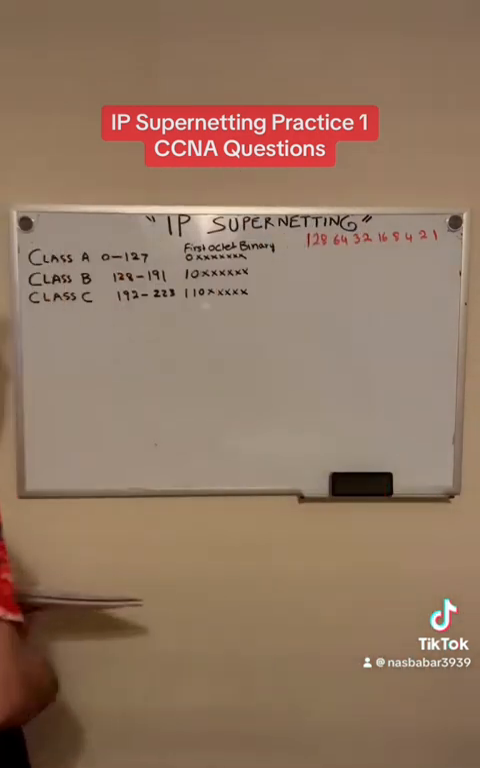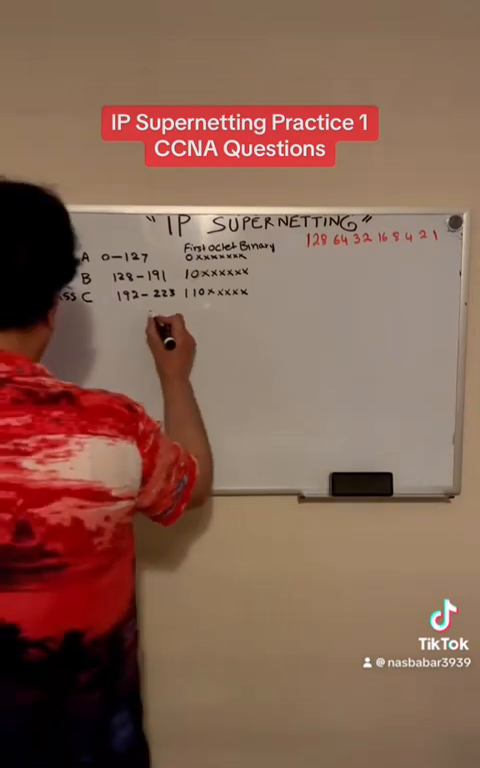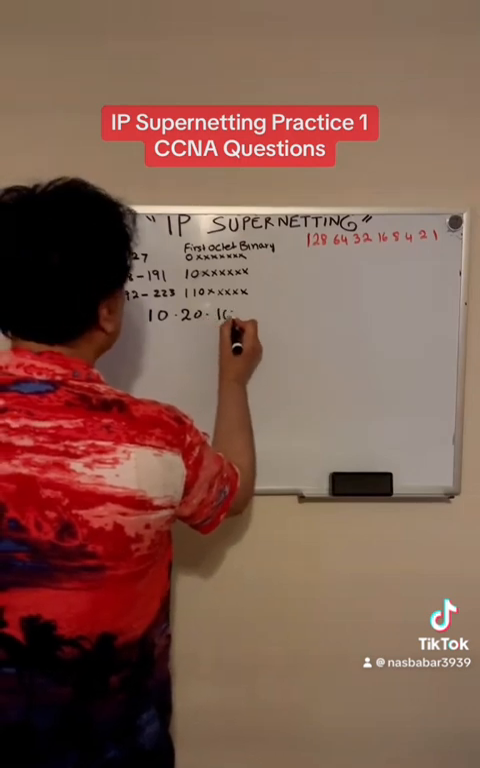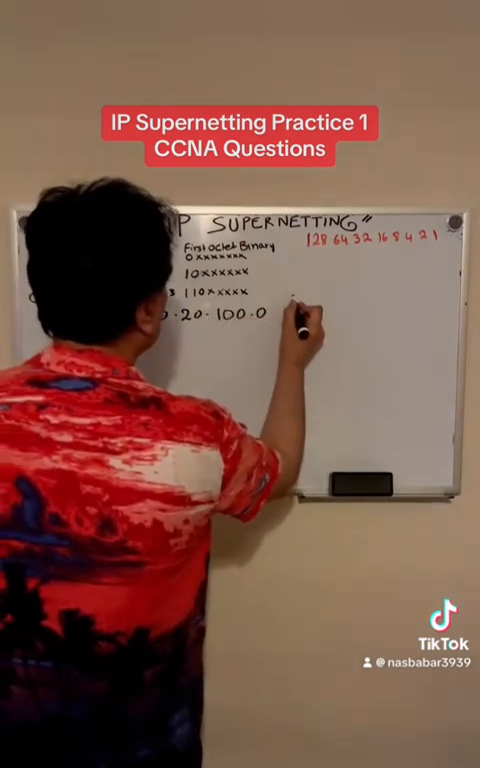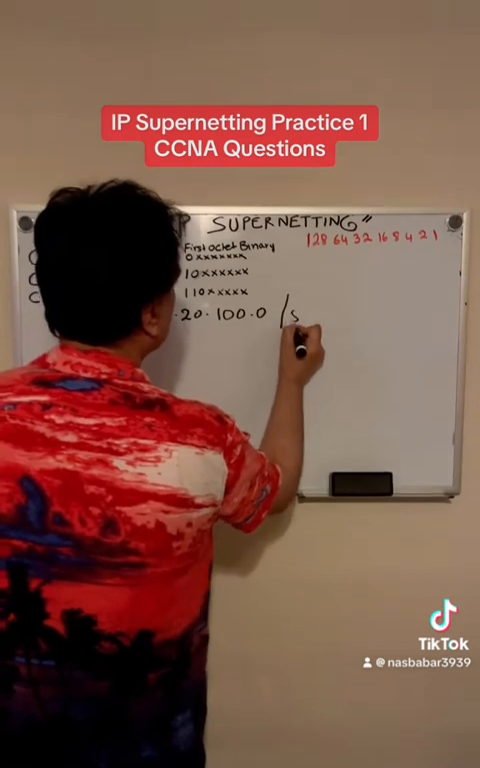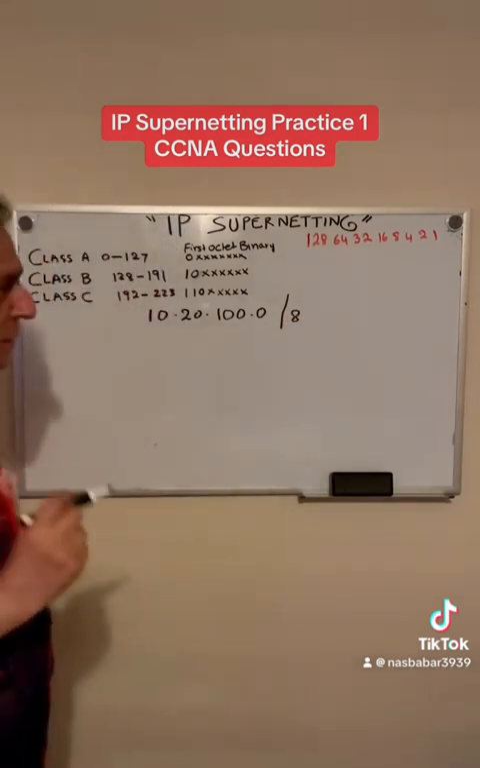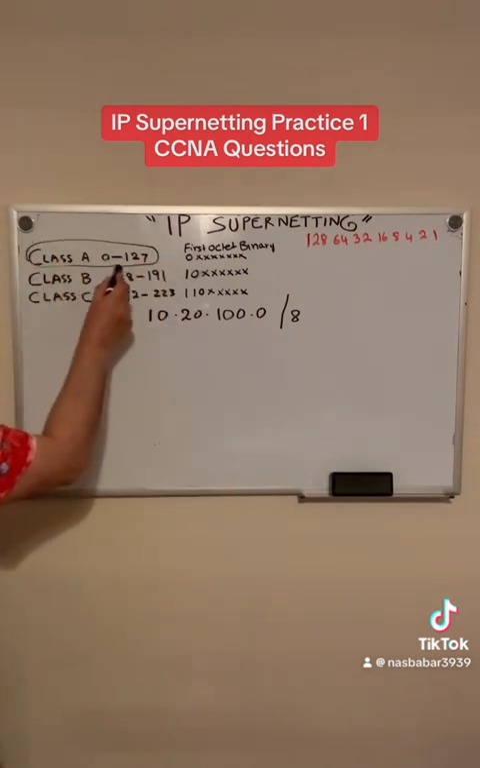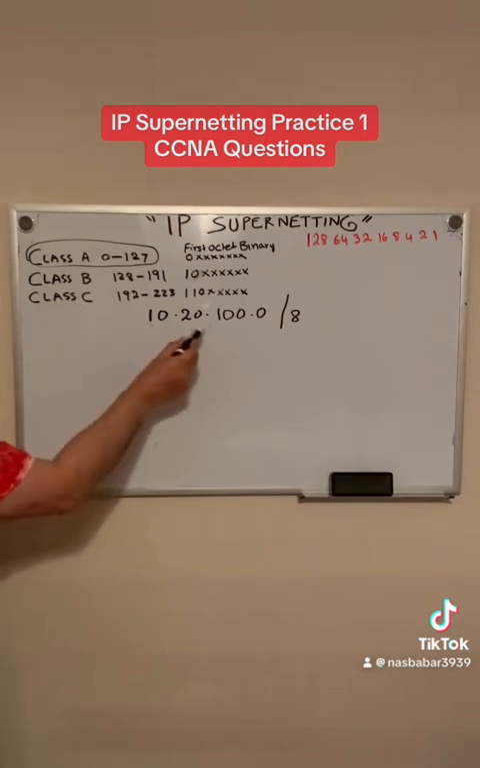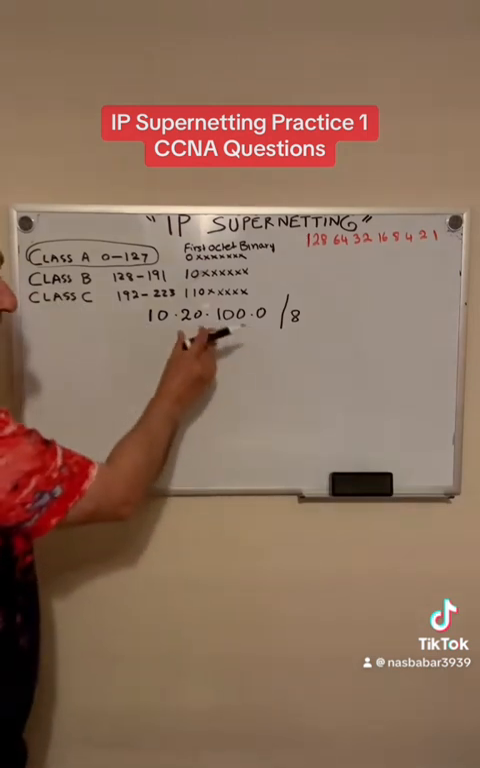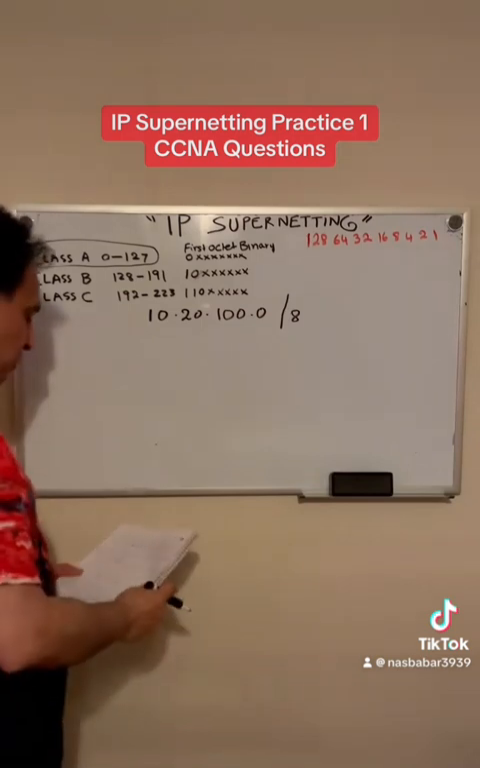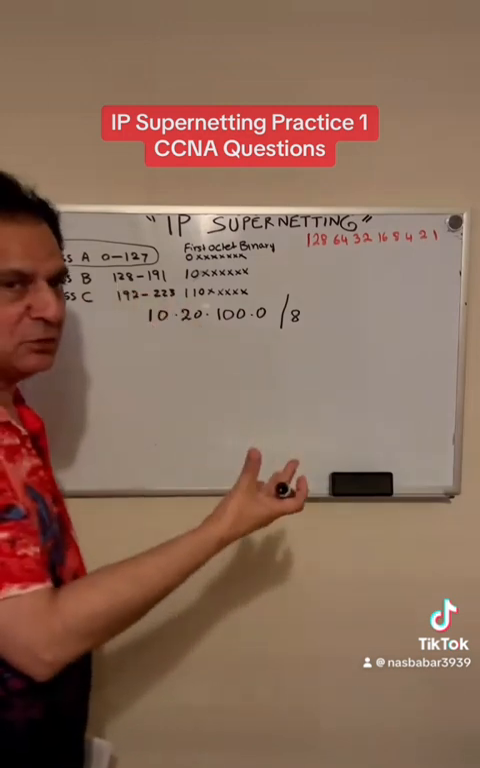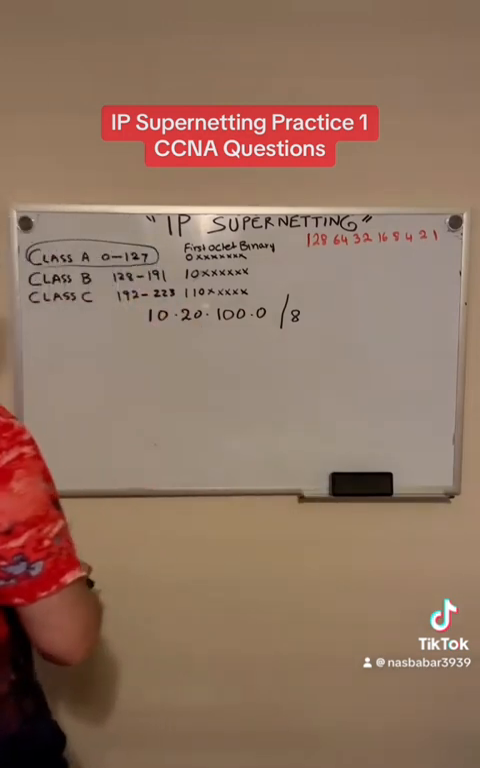Say for example we have 10.20.100.0. As you can tell just by looking at it, this is a class A subnet. The range is from 0 to 127, so this right here is definitely a class A subnet. Now what we want to do is supernetting on this and derive some class B subnets. So that's what I'm going to do right here.